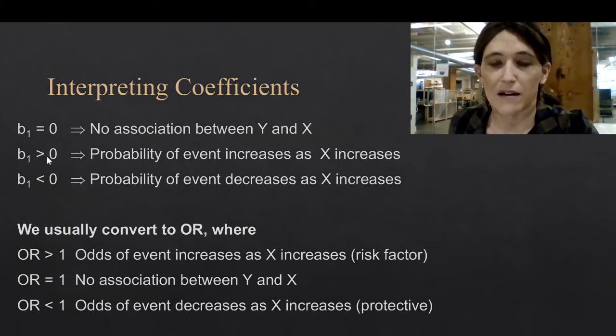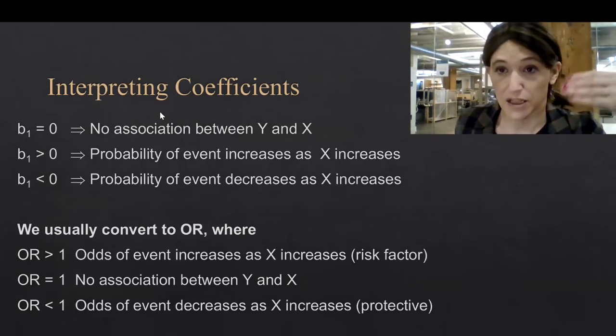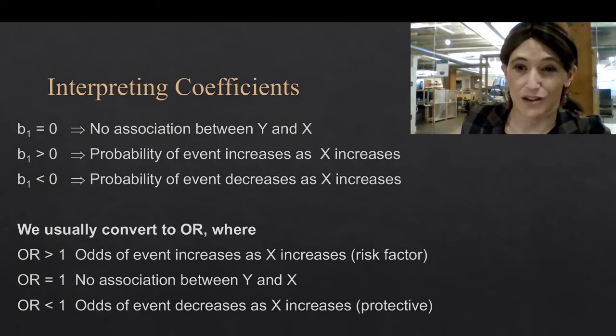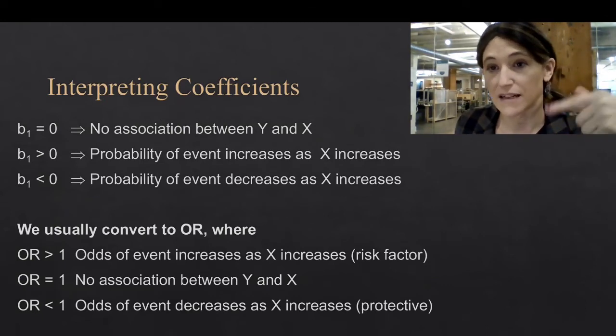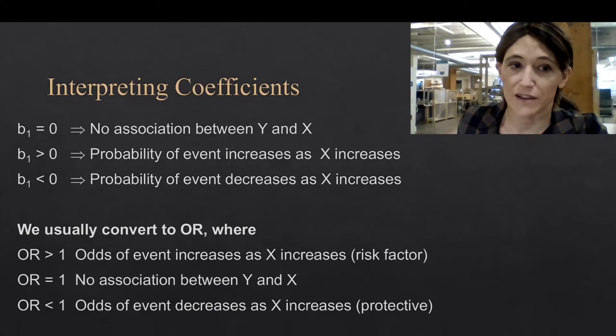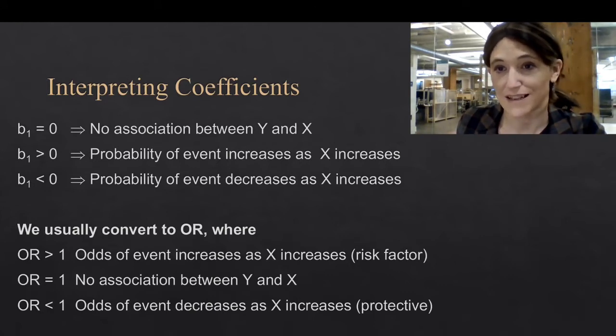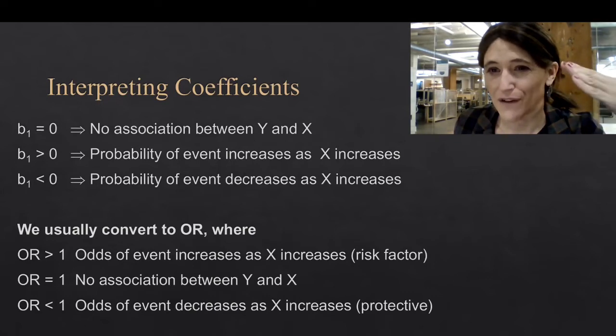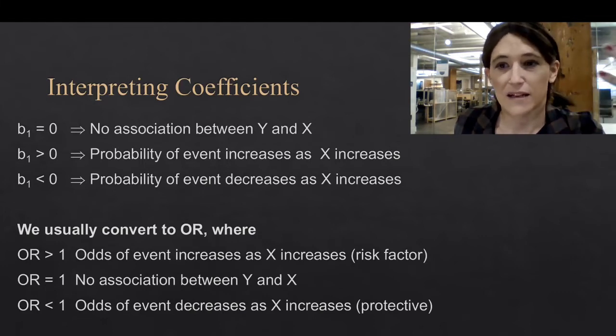A beta coefficient in a logistic regression greater than 0 suggests an increase in the log odds of the event as X increases. A negative value would indicate that the probability of the event of interest decreases as X increases. But that's about as far as we're going to get in understanding what that beta coefficient actually means. But it can tell us the overall direction, which is useful.